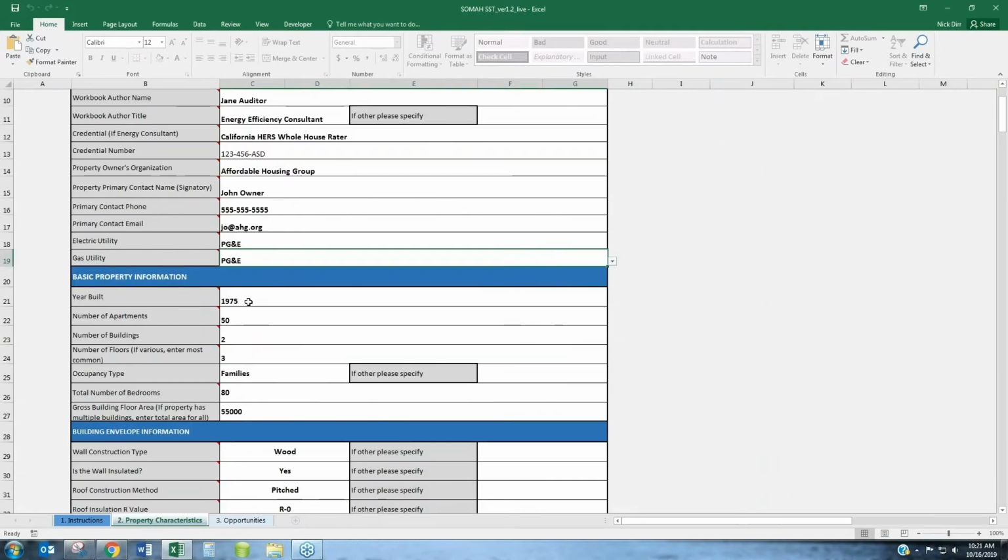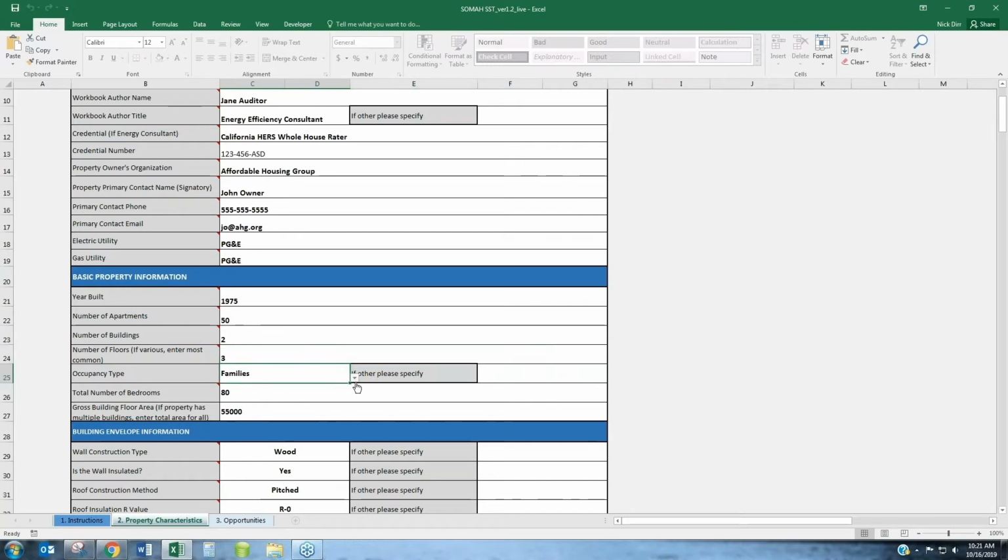Next, you'll enter the year built for the property, the number of apartments at the property, the number of buildings at the property, and the number of floors at the property. And sometimes some buildings and some properties have a mix of different sizes of buildings. Some might be 2-story, some might be 3-story. And so we're interested in the number that's most appropriate for this property. So if the majority of the buildings are 3 stories and some are 2, you can enter the number 3 here.